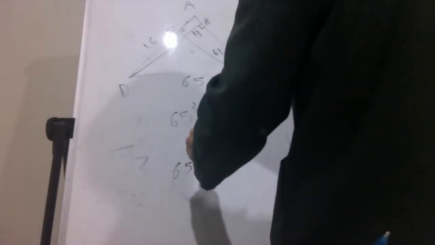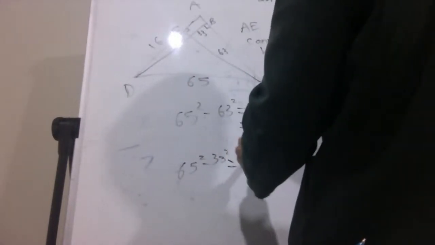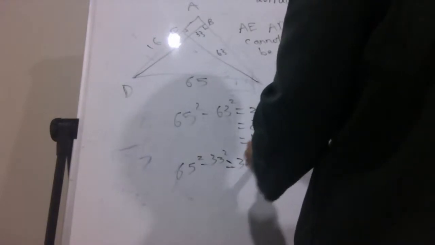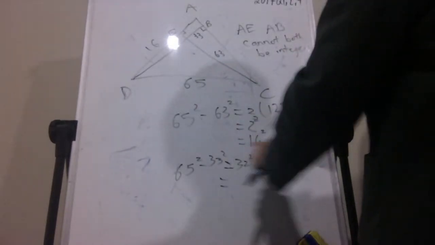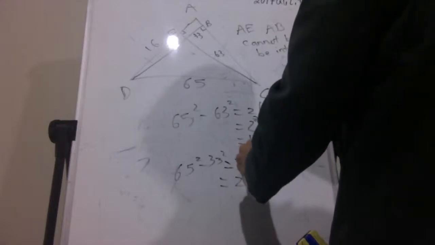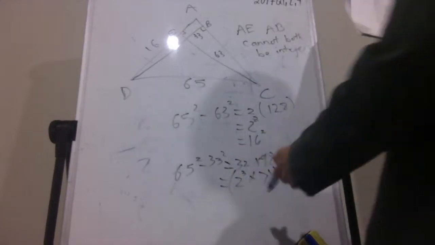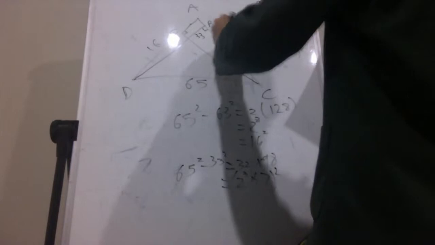For that it's 65 squared minus 33 squared, which is equal to 32 times 98, which is just 2 to the power of 5 times 2 times 7, which is 3 times 7 all squared. So then this is 56.